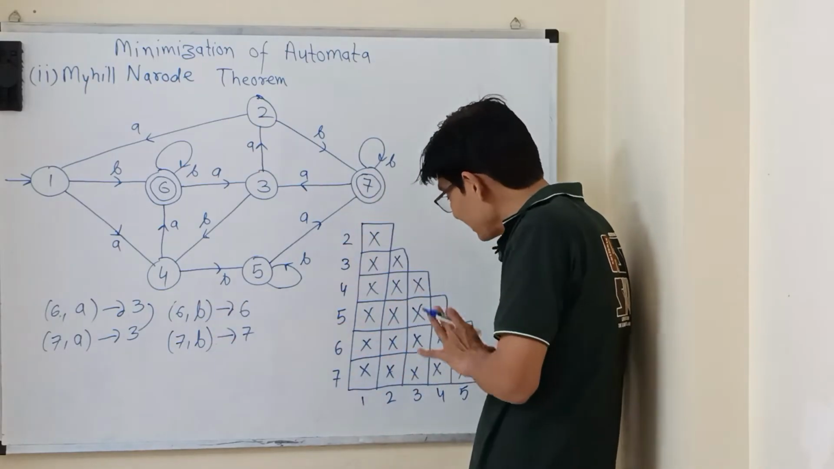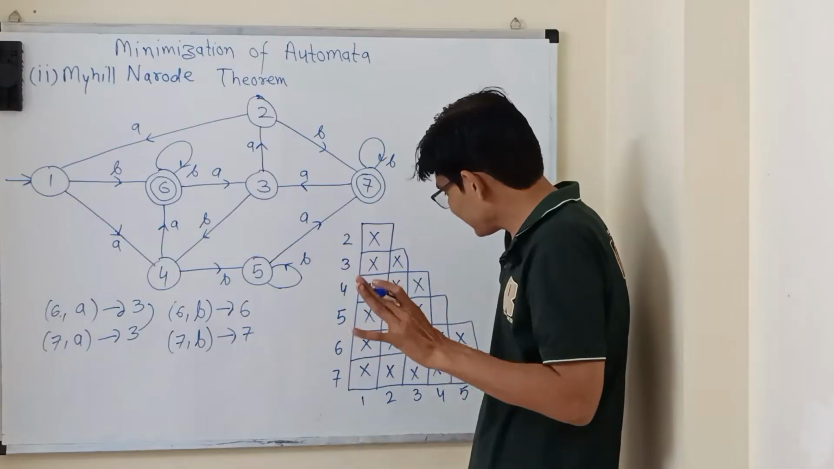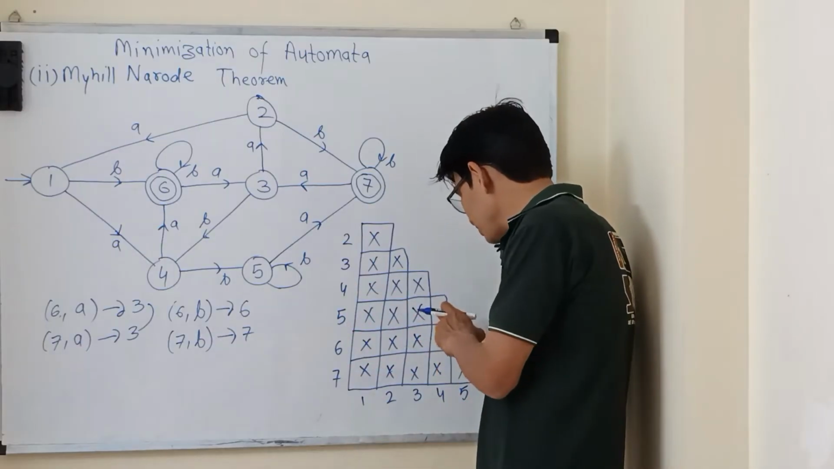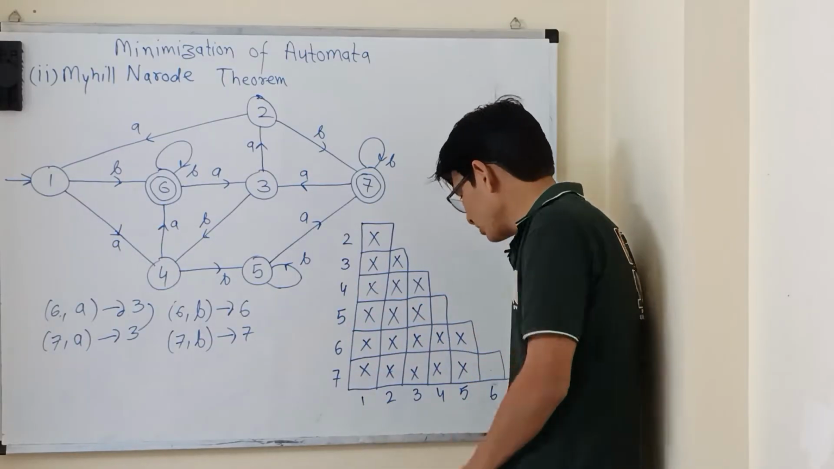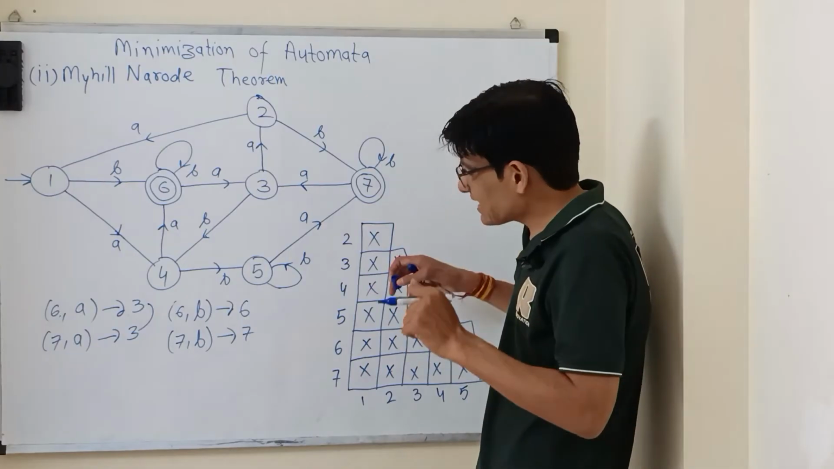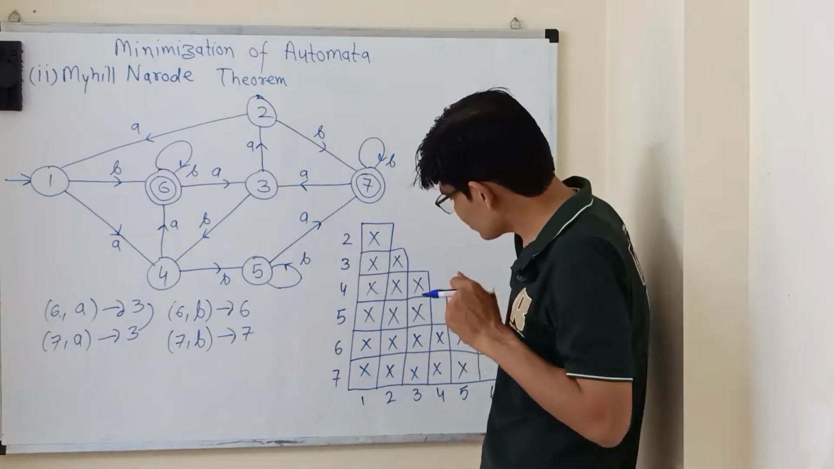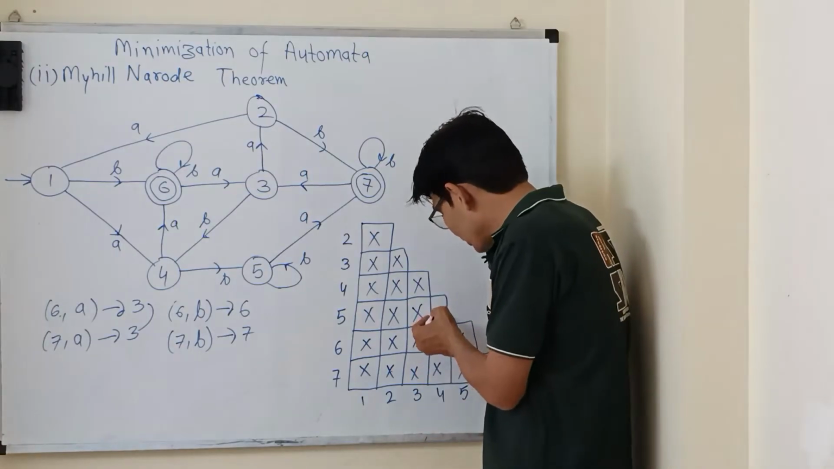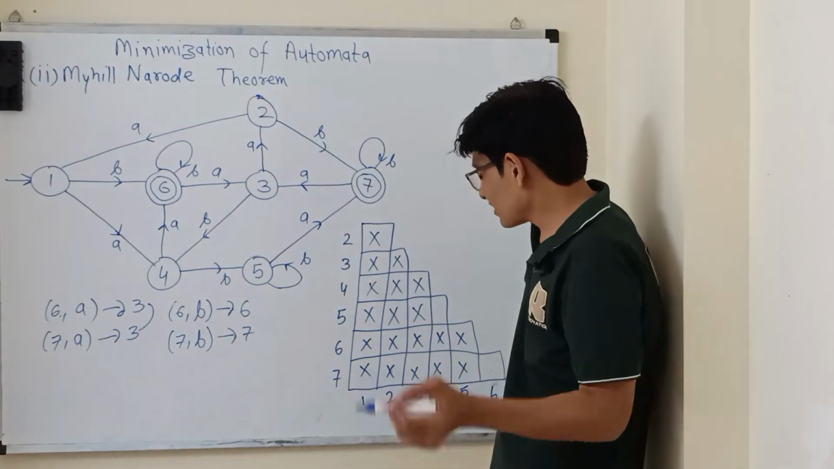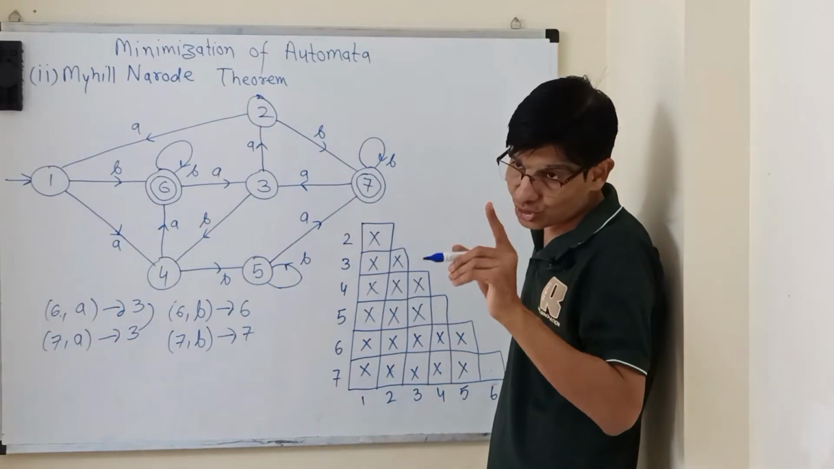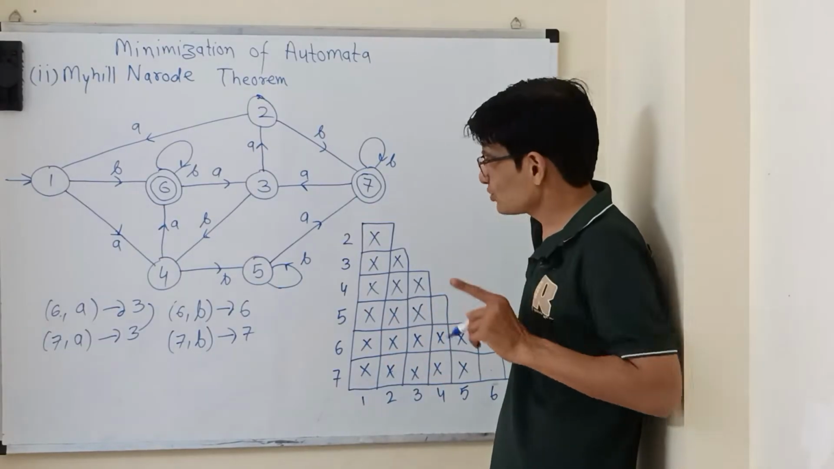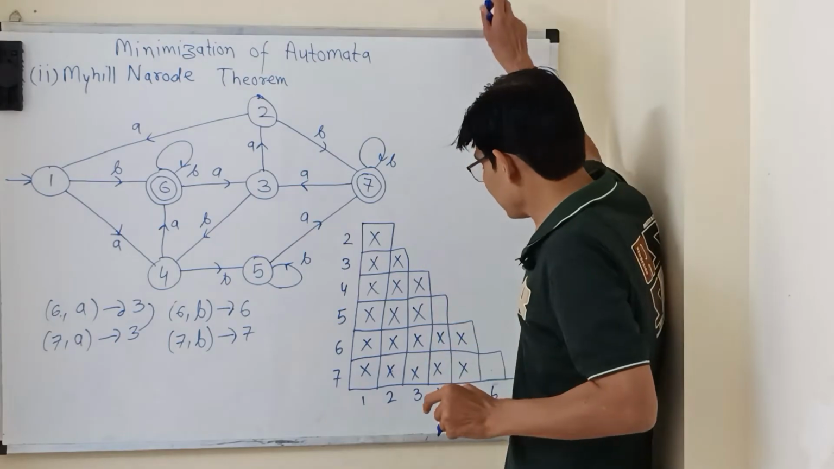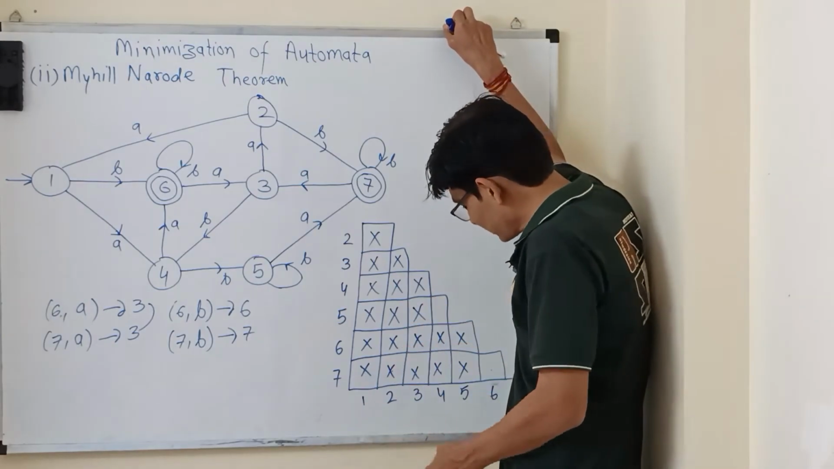So we have tried so many times and we are not able to fill this and this block. So we can now stop here. You can see, my friend, those blocks which are empty, the combination of states for those blocks we can merge together. So you can see which states can be merged.